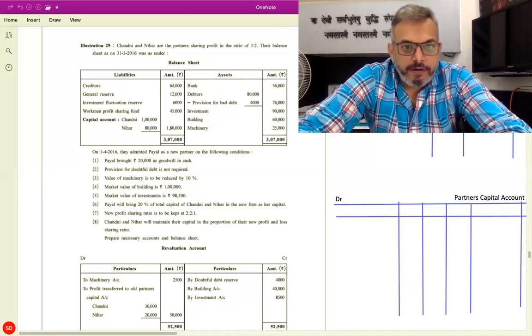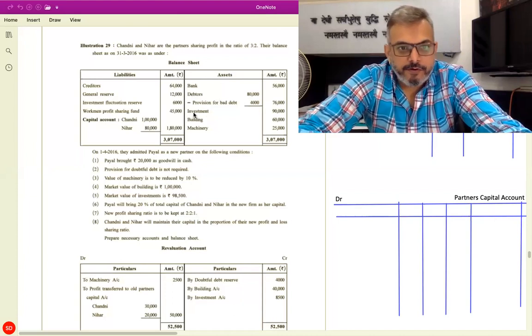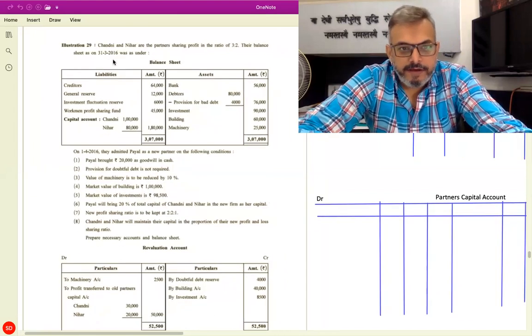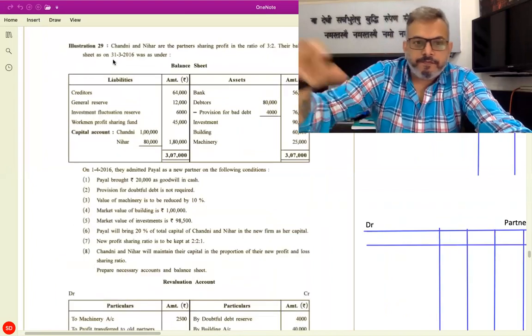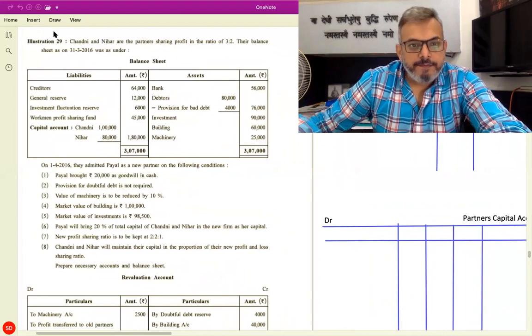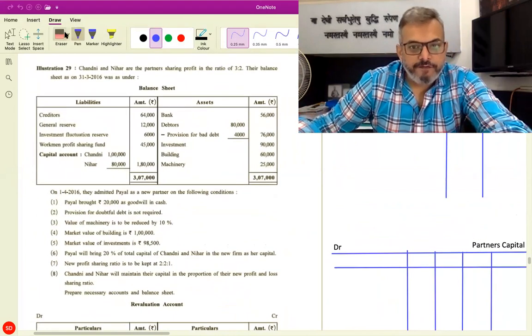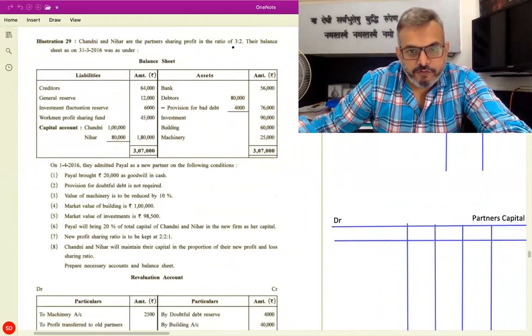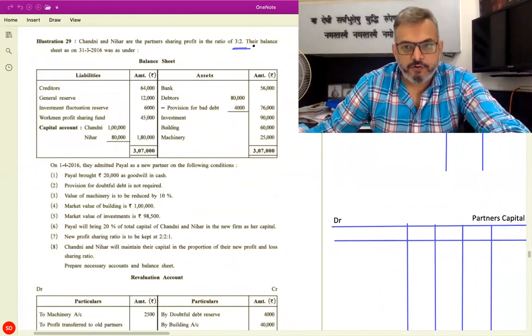Okay, now let's start with illustration 29. Again, marked important for your exam. Let's read the question first. Chandni and Nihar are partners sharing profit and loss in the ratio of 3 is to 2. So underline 3 is to 2.